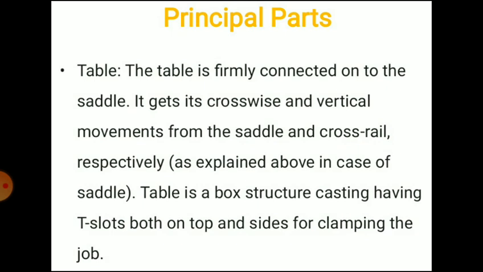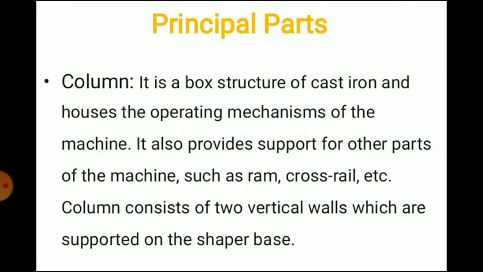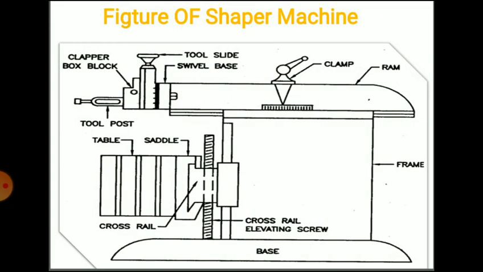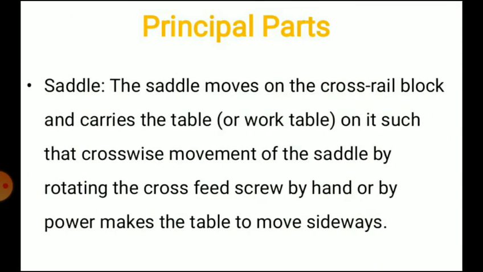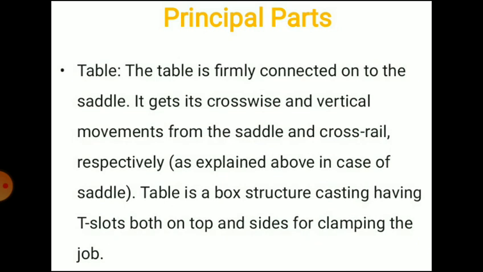Then the table. So table is bolted to the saddle, and receives crosswise and vertical movements from saddle and crossrail. You can see the T slots provided on the table for clamping the work. In a universal shaper, the table may be swiveled on a horizontal axis. So this is regarding the table. It is firmly connected onto the saddle and it gets its crosswise and vertical movements from the saddle and crossrail respectively.